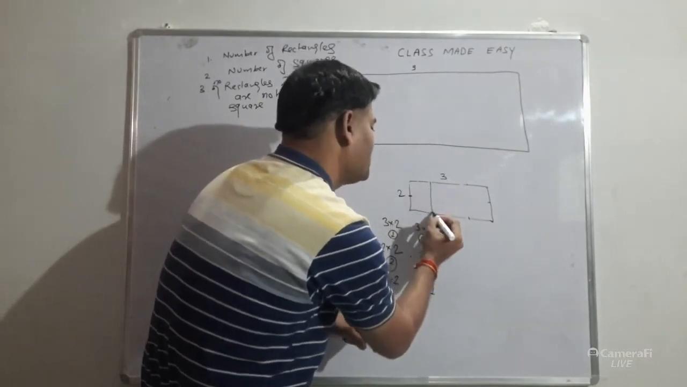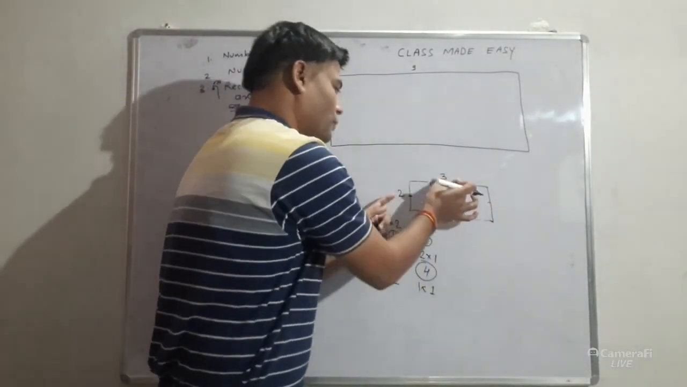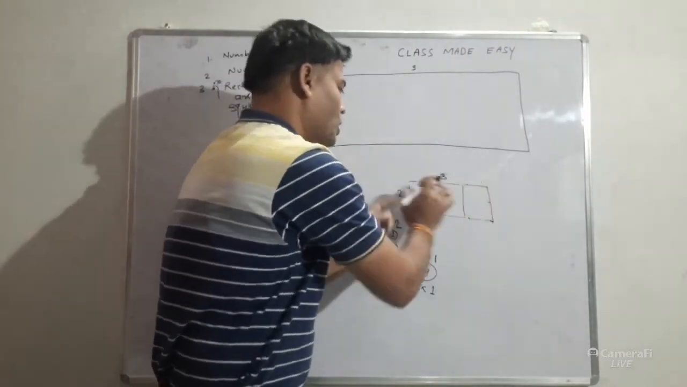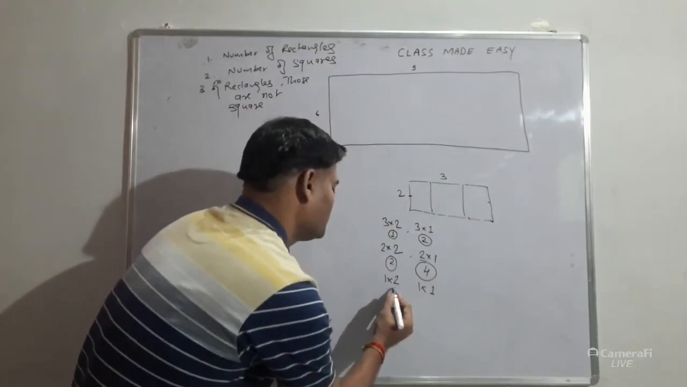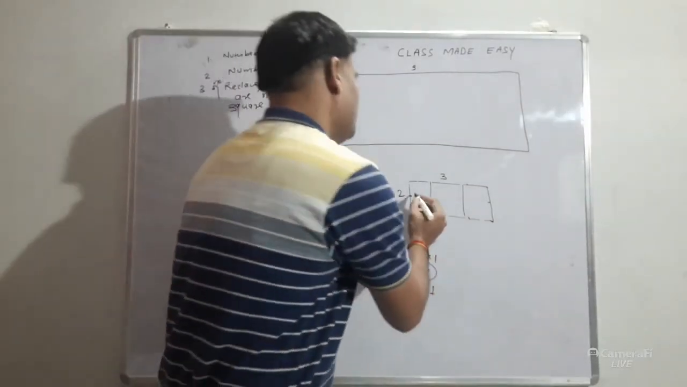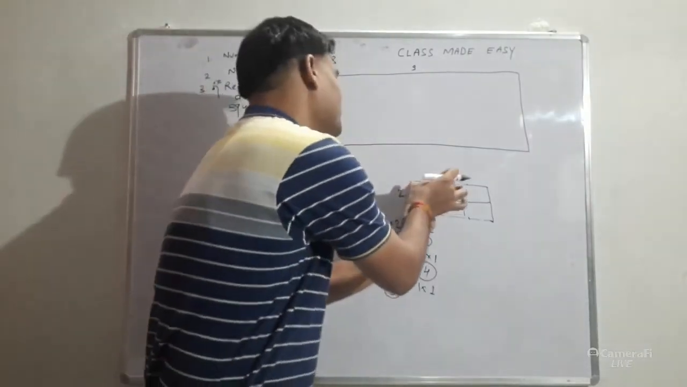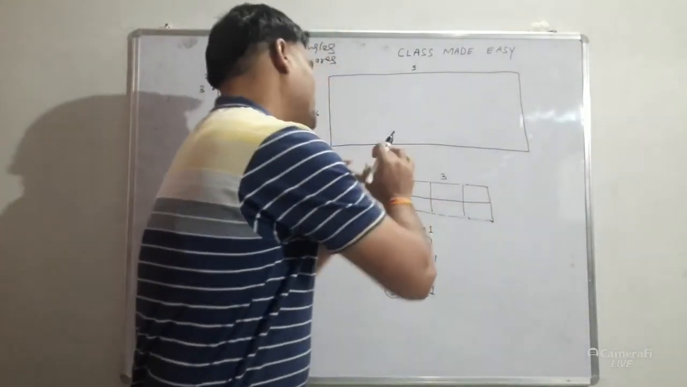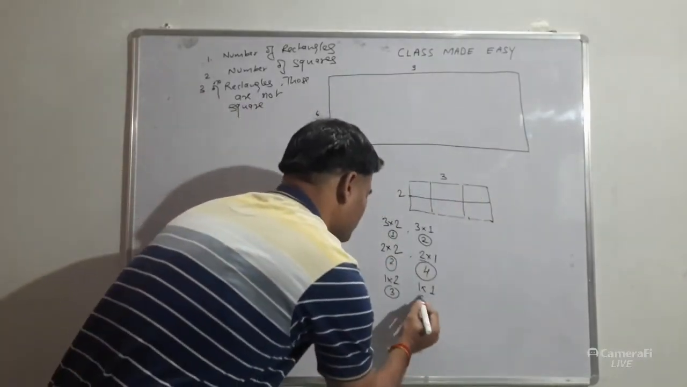If I draw these vertical lines, it is 1, it is 2, 1 by 2, 1 by 2, and 1 by 2. So how many are there? 1, 2, 3. And 1 by 1, if you draw this, it is 1 by 1, 1 by 1, 1 by 1. So that is simple. It is 2 into 3, it is 6.